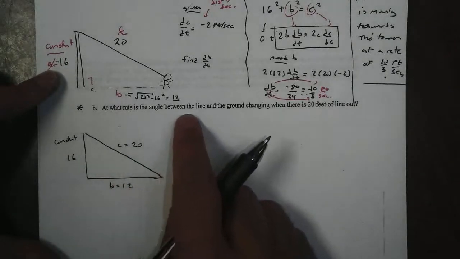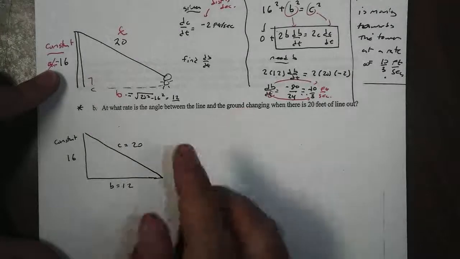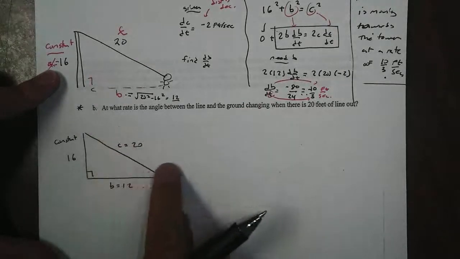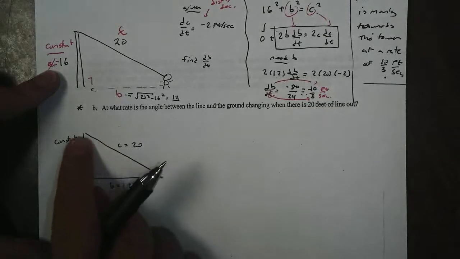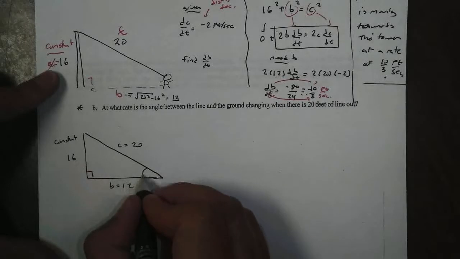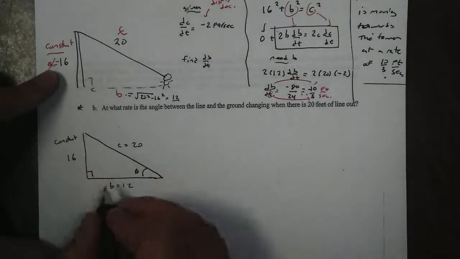We're looking for the change in angle between the line and the ground. Be careful, this is already 90 degrees, so which angle are we looking for? A lot of people get it wrong. They pick up here for some reason. But remember, this is the ground. So we're looking for this angle.